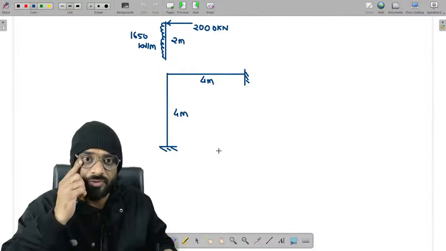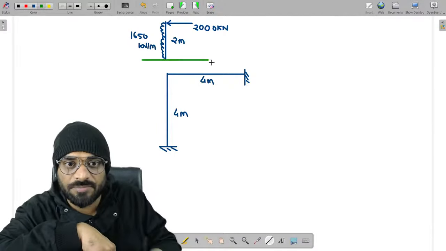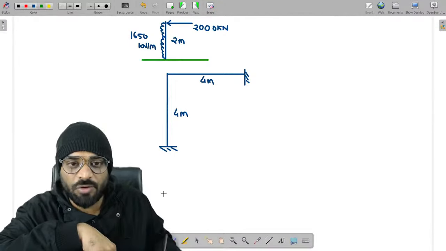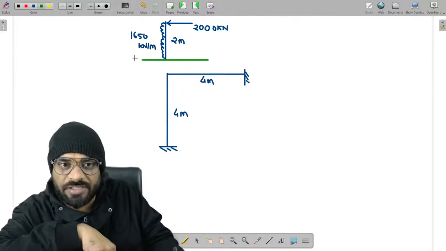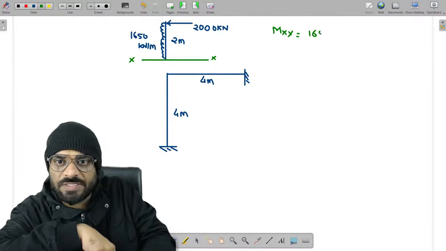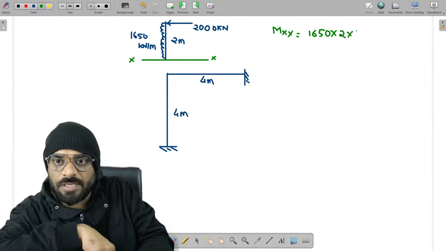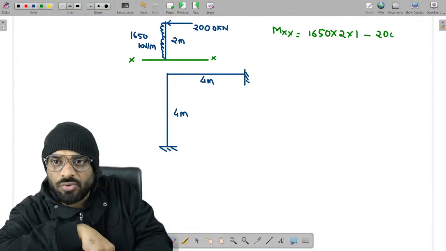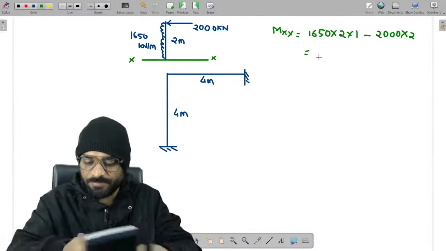Now guys, first of all, we need to estimate the value of moment at this particular location, right? The same amount of moment we have to apply at the junction. So let's calculate the moment at this particular location. Let's write it down, Mxx. So it will be equal to 1650 multiplied by 2 multiplied by 1 minus 2000 into 2. Please calculate this, how much you are getting.